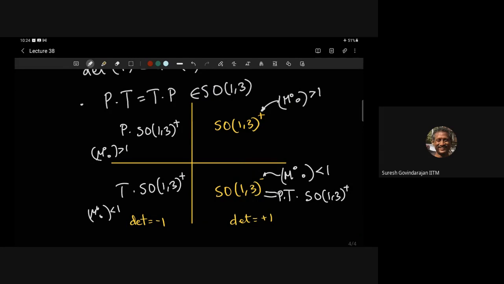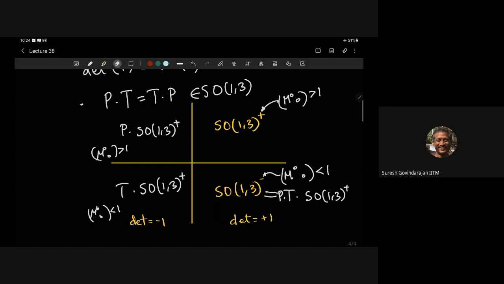M00 is, if you write the matrices, M00, M01, M0... It's a matrix element of the matrix. Okay, thank you. So it's this guy.